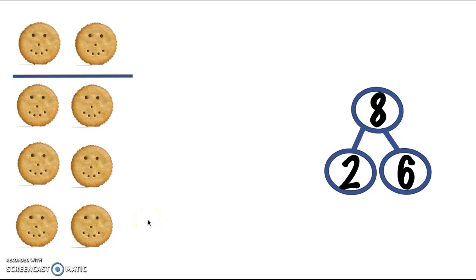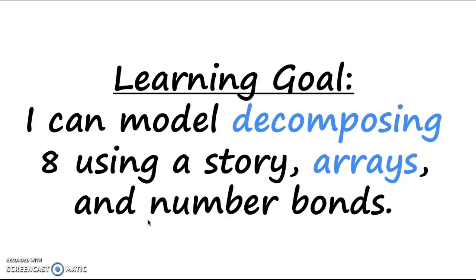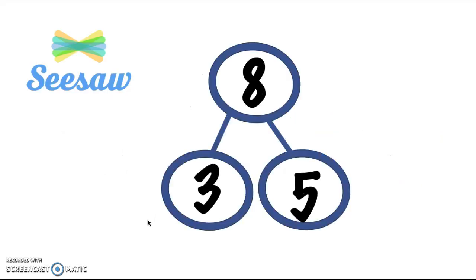All right, and that's good because today our learning goal said, I can model decomposing 8 using a story, arrays, and number bonds. And hey, friends, that's exactly what we've been doing today. I'm so excited. All right, now it's your turn. Here is a number bond. And you can see I've already figured out the parts.